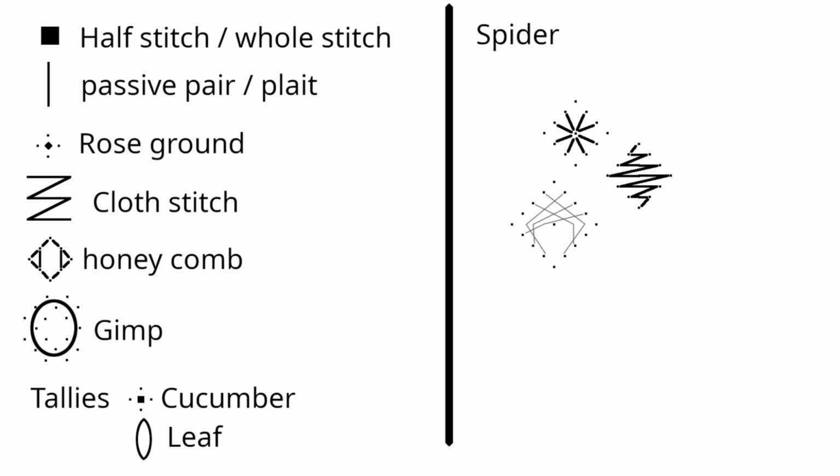Tally's got 2 different symbols depending on which one you're using. You can use a square tally, which some will call a cucumber, and that will be your square on your pattern. Now for the leaf shape, which is your pointed oval, that will start at the thin point going out and end with a thin point.